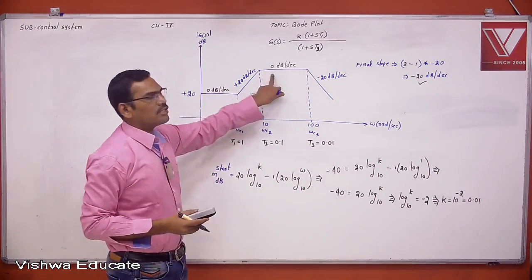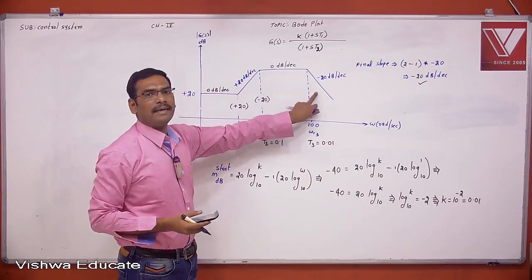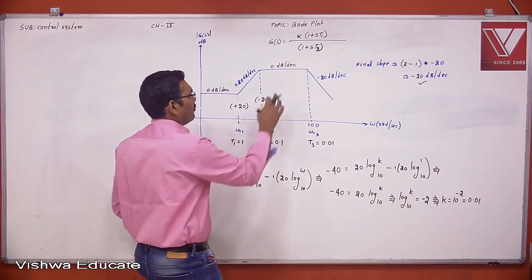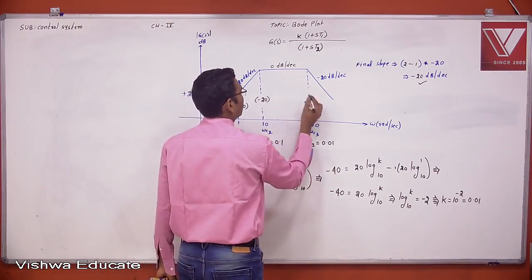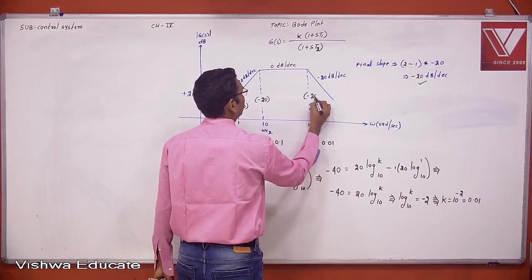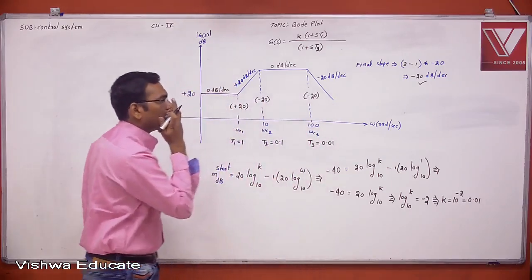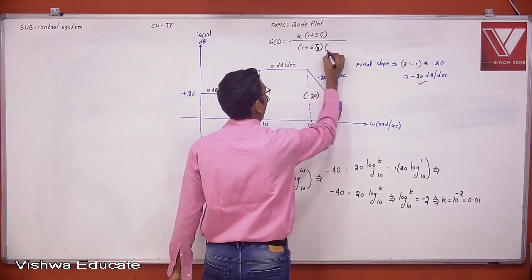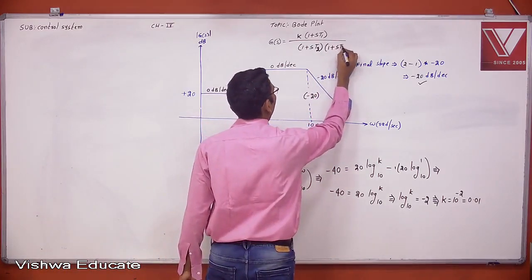Next, this 0 dB per decade will become minus 20. Now by adding minus 20, who will give minus 20 at a corner frequency? The minus 20 at a corner frequency is given by one simple pole, 1 plus s T3.